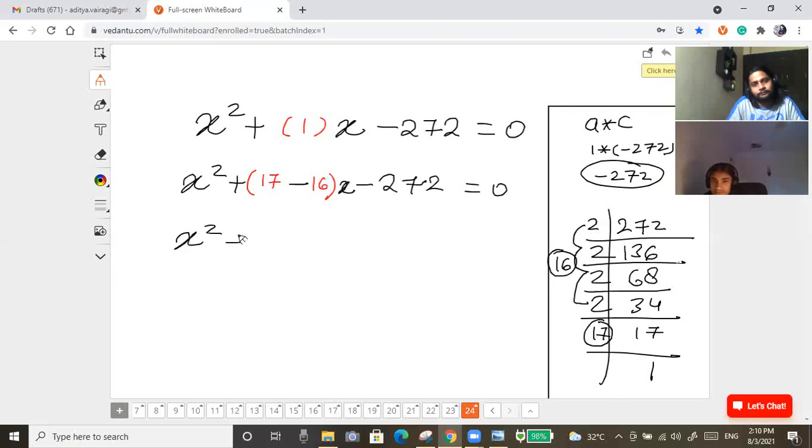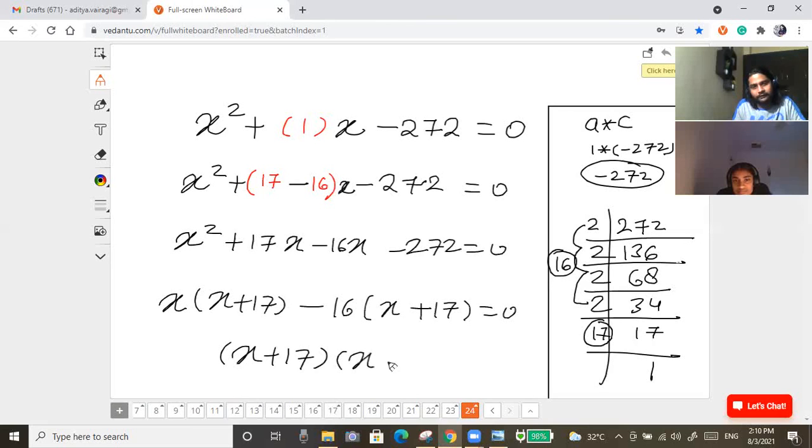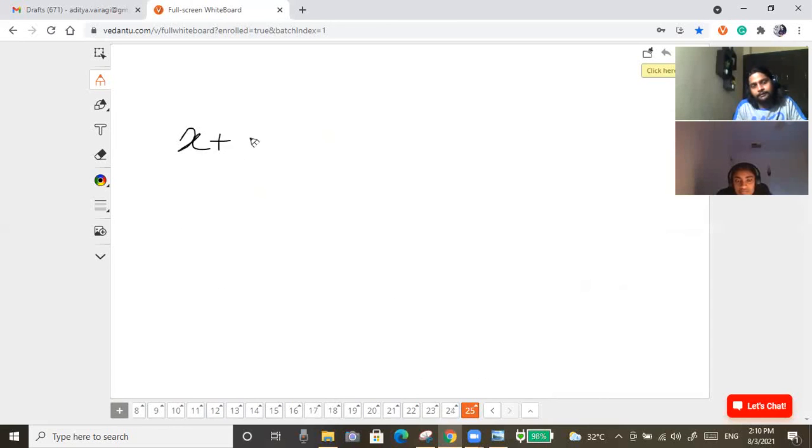We can just go to perform factorization. 17x negative 16x negative 272. We take x common, we get x plus 17. We take negative 16 common, we again get x plus 17, that's equal to 0. So x plus 17 and x negative 16 is equal to 0. We get two answers actually. x plus 17 is equal to 0, and x negative 16 equals 0.